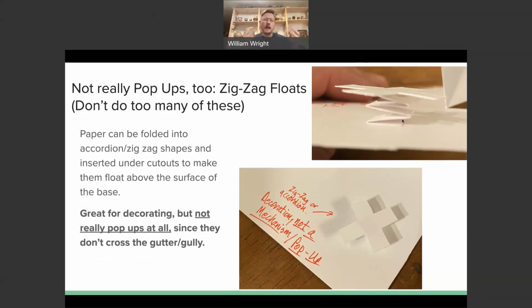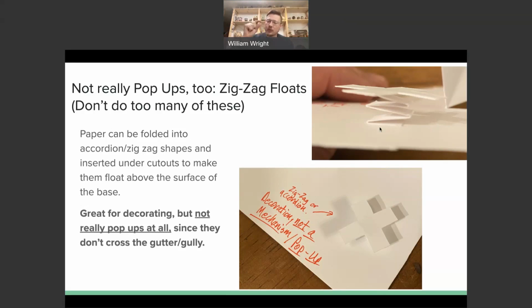Basically, you make a cutout of a shape that you want to float above the plane of the base. You're going to make another plane that floats, but rather than having it span the gutter, which is required for a true mechanism, you can just take a little skinny piece of paper, anything smaller than your cutout, and fold it back and forth like in this image here, and then you glue it to the back of your cutout and then to the base.